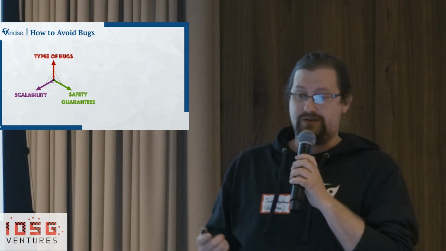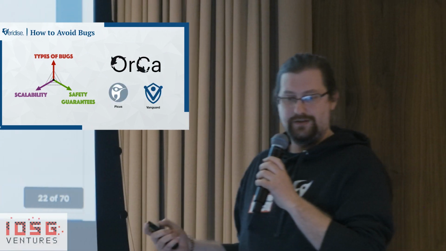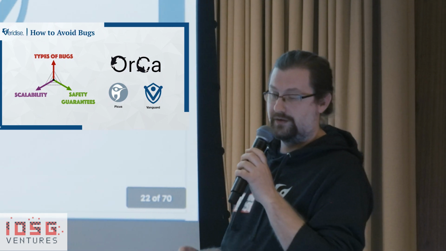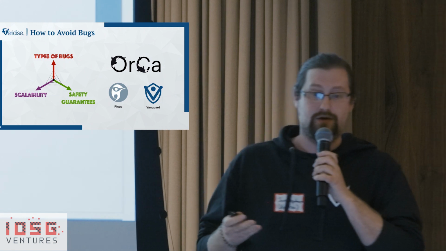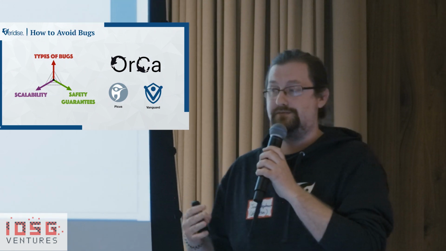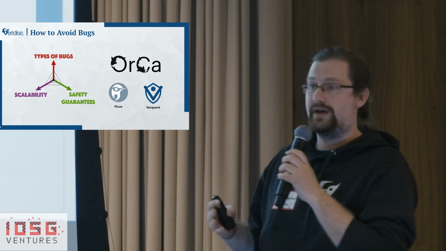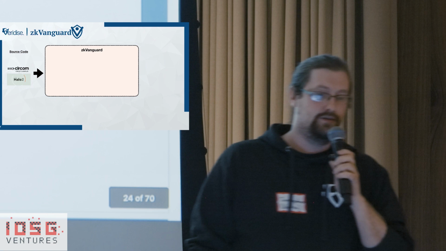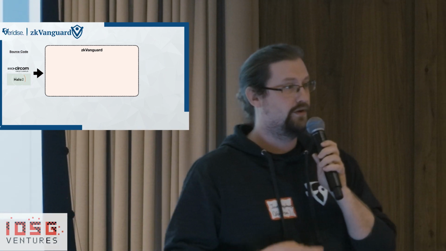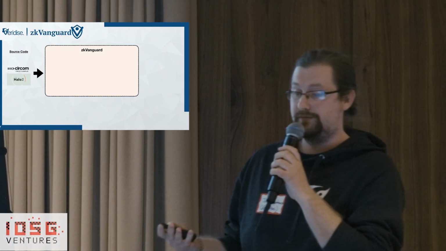And so we're going to talk about 3 tools in particular. And so those are Orca, Vanguard, and Picus, and how they interact with each other, because they kind of have some synergies that I want to highlight here. So first, we're going to talk about Vanguard. And so basically what Vanguard is going to do is it's going to take in your source code. This could either be Circom or it could be Halo 2.